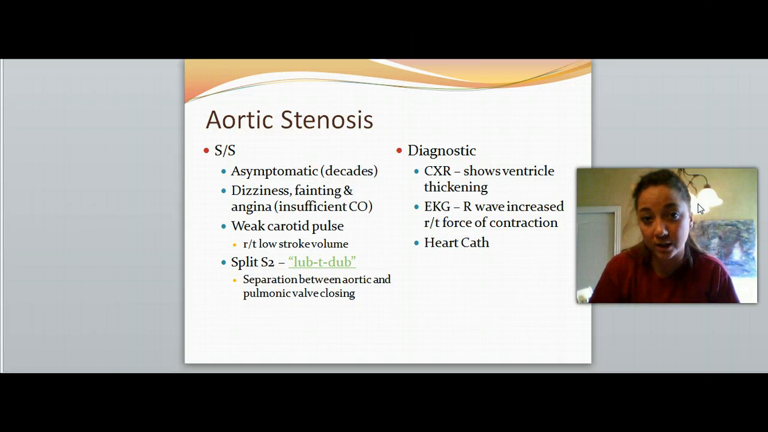Diagnostic tests that we can do to figure out what is going on with this patient, and if they do have aortic stenosis, we'll get a chest x-ray, and that's going to show us that left ventricle is thickening and pooling with blood. The EKG is going to show us R wave malformations. The wave will be increased just because the force of contraction is so great. You're going to notice it on the EKG. And again, we'll look at these EKGs here in a minute and it'll make more sense to you. If we get a heart cath, which we'll look at how to get a heart cath here in a minute, it will give us direct visualization into that left ventricle and into that valve itself, and we'll be able to see the narrowed opening on that heart cath.